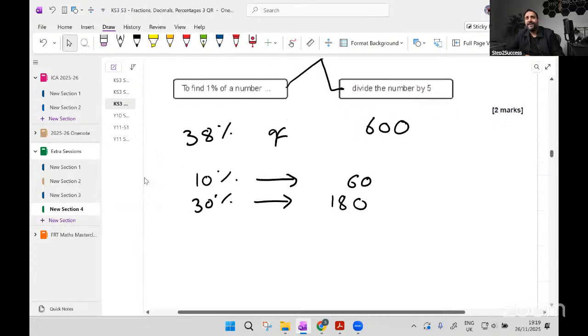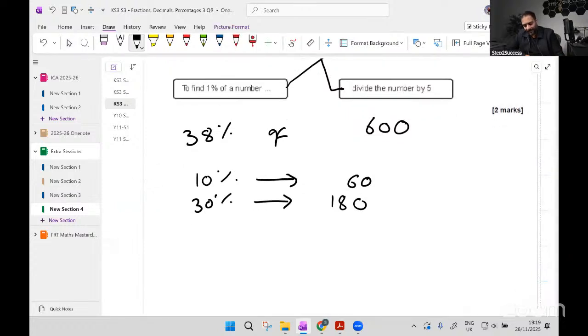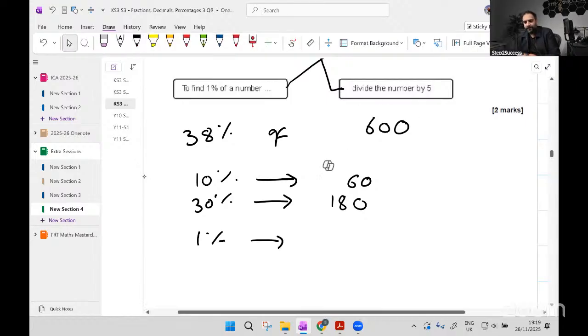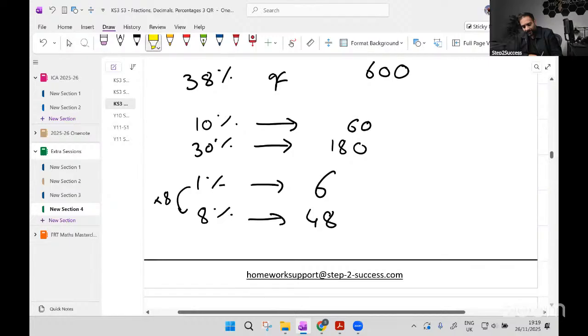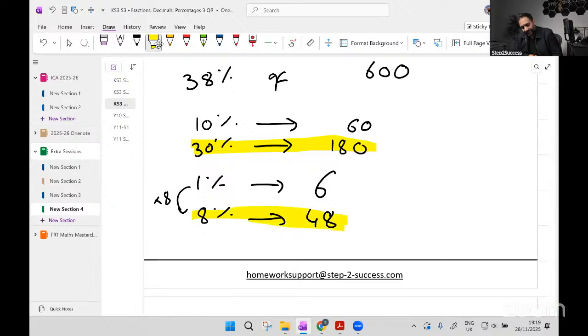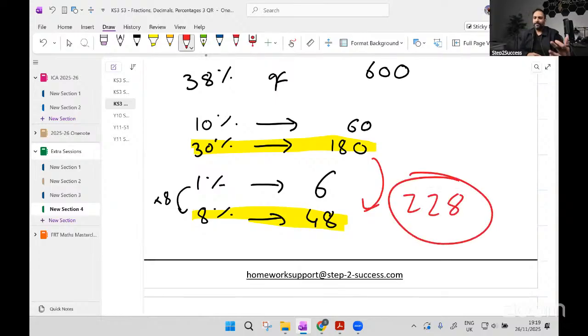That's 30% done. We now need to get to the 8%. To get to 8%, I can find 1% of this number first by dividing it by 100, because that's how you find 1% of a number. And again, conveniently, because this is a multiple of 100, to find 1% of it is easy. It is 6. Then I'm going to find 8% of this number by timesing this by 8. If you times 6 by 8, you get 48. And so finally, we have got to the 38% because we've got 30% and 8%. And if you add those two together, you will get what 38% is. 180 plus 48 is 228. For that made up question, just because.